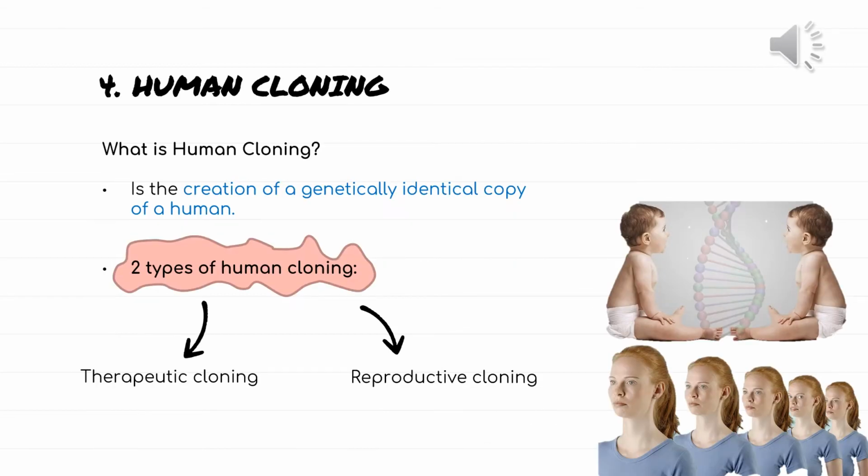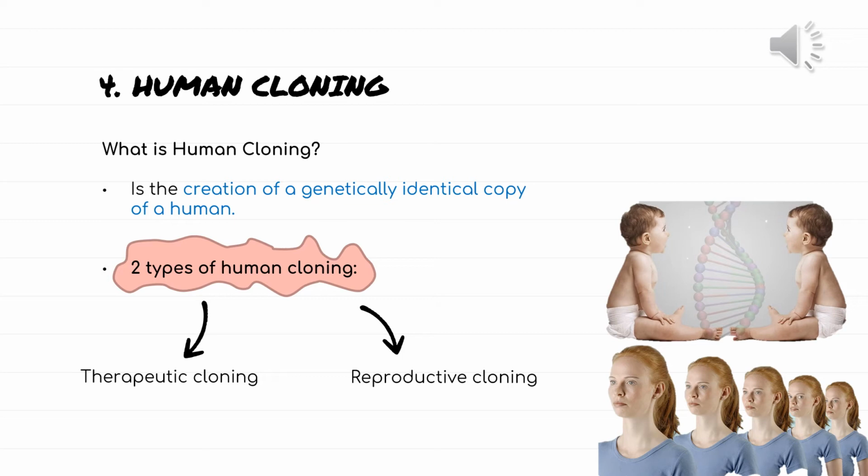I think everyone has heard about human cloning. Human cloning is the creation of a genetically identical copy of a human. There are two types of human cloning. First is therapeutic cloning and second is reproductive cloning. Human cloning may refer to therapeutic cloning, particularly the cloning of embryonic cells to obtain organs for transplantation or for treating injured nerve cells and other health purposes.